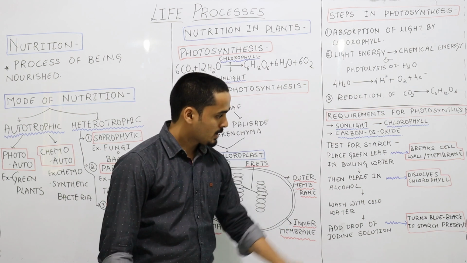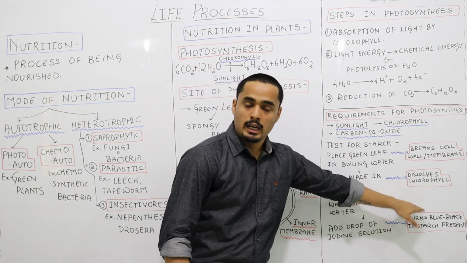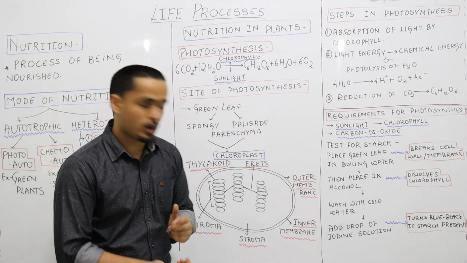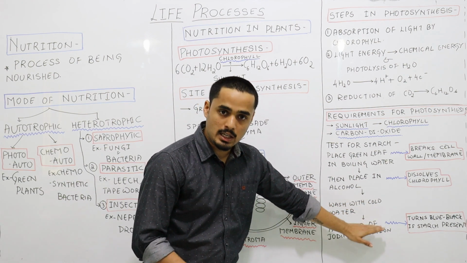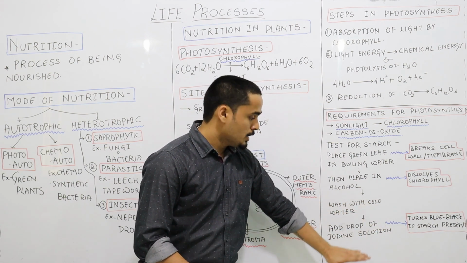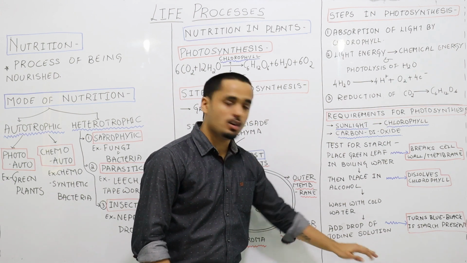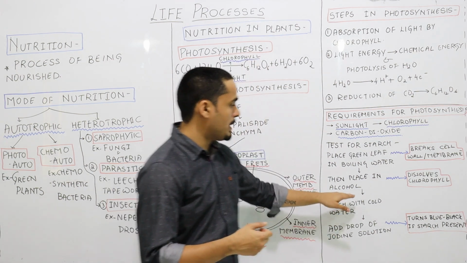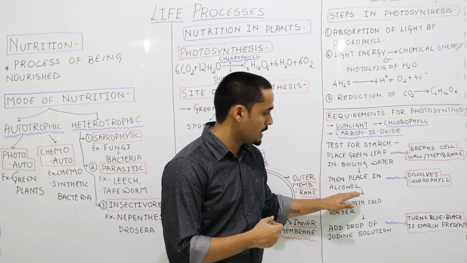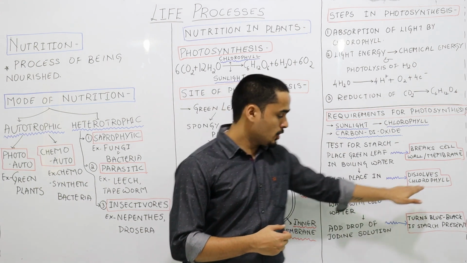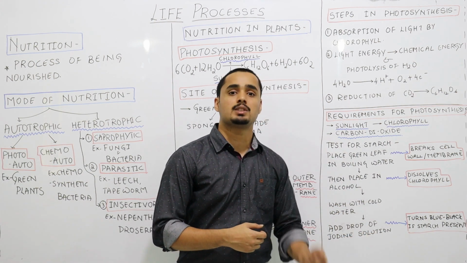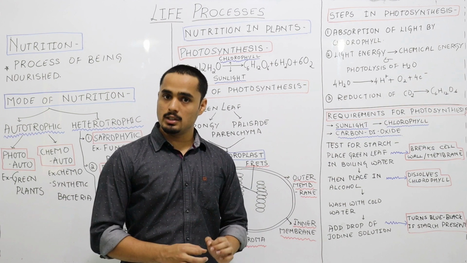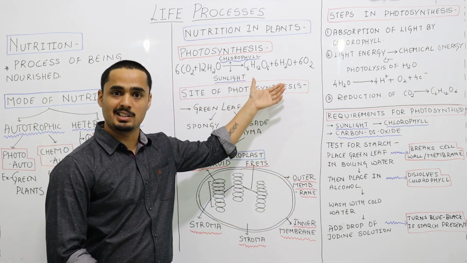Now the next question is why? Because it will dissolve the chlorophyll. If the chlorophyll is dissolved, that means the leaf will turn from green to colorless. Okay? And then you place that leaf in cold water, and the last step is you add a drop of iodine solution. When iodine solution comes in contact with starch, it turns blue-black, and that is why it was mandatory to place the leaf in the alcohol so that the chlorophyll gets dissolved. So on adding iodine solution, if starch is present, the leaf will turn blue-black in color, and that is how I can say the process of photosynthesis has occurred.